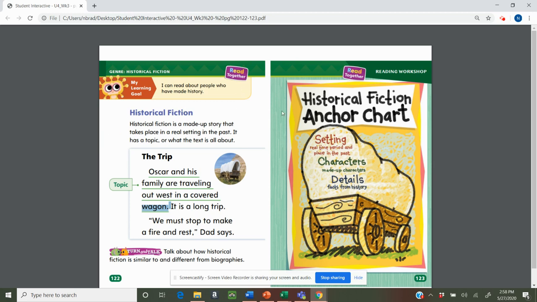So I'm going to read the anchor chart again. Historical fiction anchor chart. Do you see this picture of the covered wagon? This is similar to what we just read in our story, The Trip.